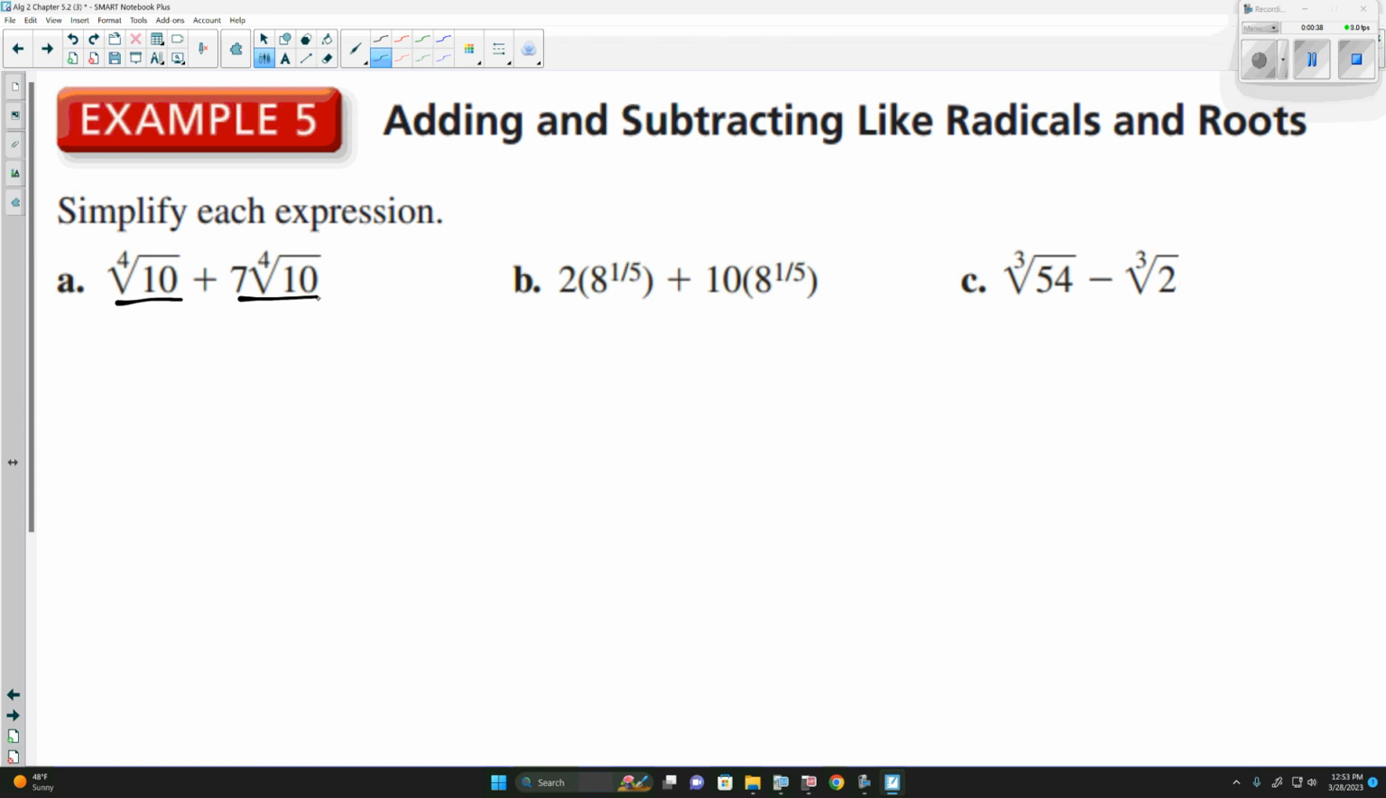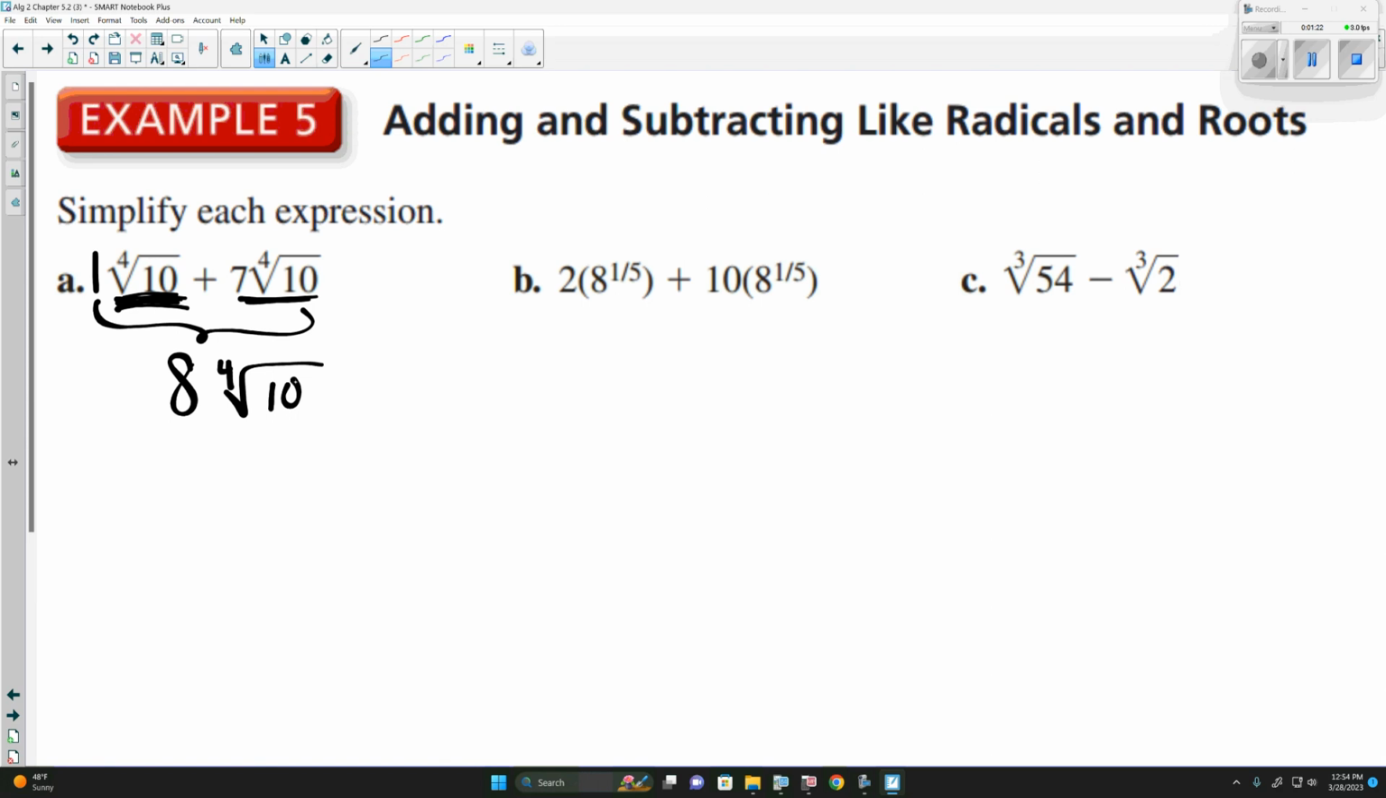If we look at this first one here, we have the fourth root of 10 plus 7 times the fourth root of 10. Since both have the fourth root of 10, we can add the two together. How many fourth roots of 10 do we have in the first one? We got one of them. How many do we have here? So total we have... And that's it. That's all we've got to do with these here.